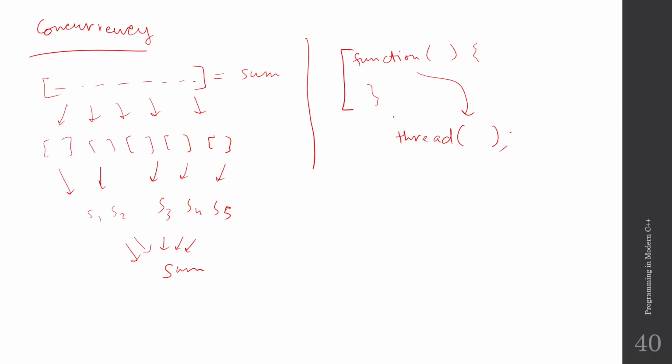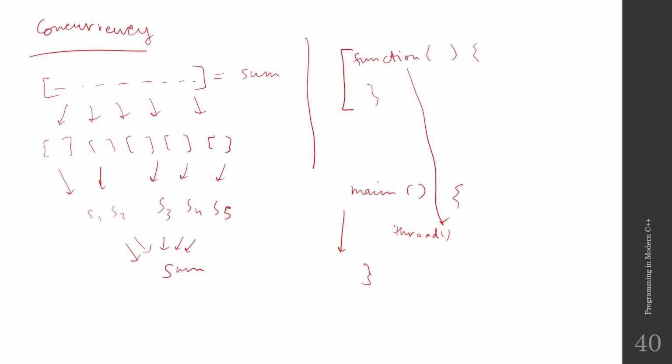Suppose we have this main code. The main code will go line by line, from the first line to the last line. But suppose we put a thread here. We put this function over here. Normally, if we had called the function in the main, it would execute line by line, then go to the function, execute the function line by line, and then return back.